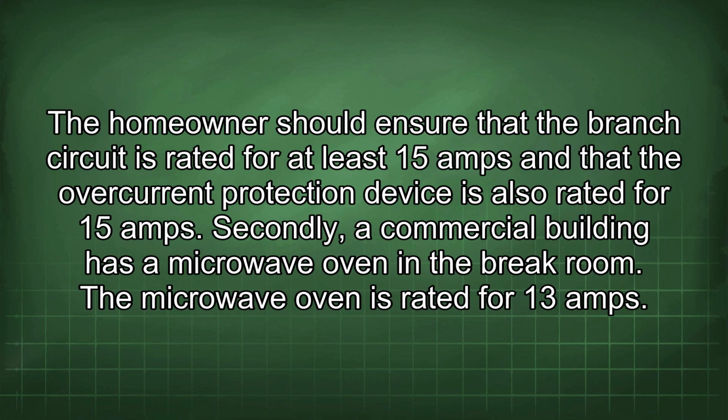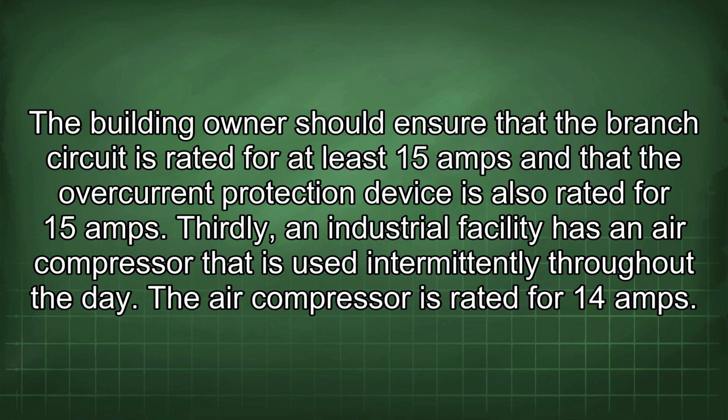Secondly, a commercial building has a microwave oven in the break room. The microwave oven is rated for 13 amps. The building owner should ensure that the branch circuit is rated for at least 15 amps and that the overcurrent protection device is also rated for 15 amps.